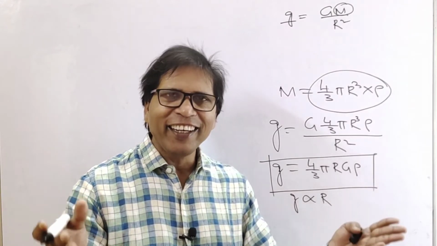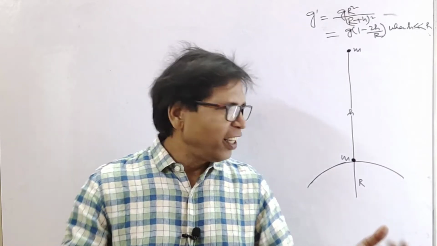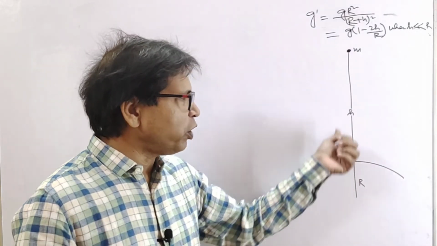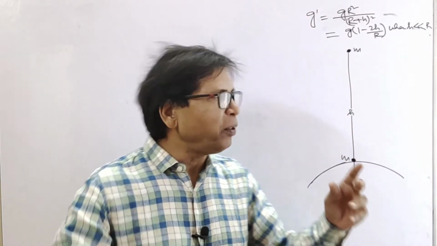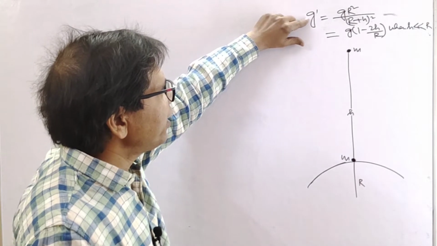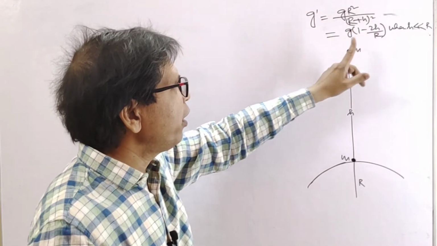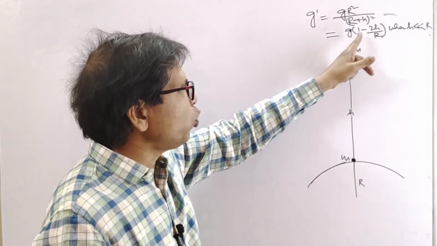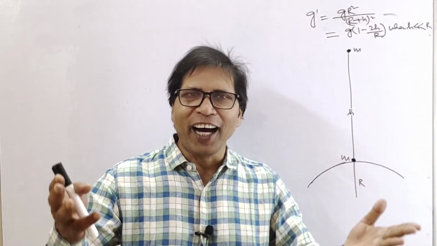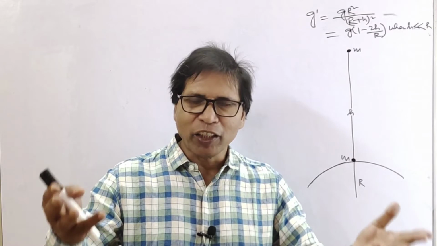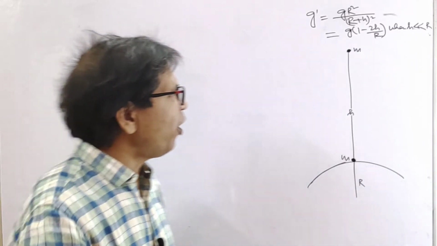Okay, understood? Next, we have to establish the relation between acceleration due to gravity and altitude from the earth's surface. So we have to establish this relation: g' is equal to g R squared divided by (R plus h) whole squared, equal to g into (1 minus 2h by R) when h is very much less than R. That is 1 kilometer, 2 kilometers, 20 kilometers, etc. Now look at this.